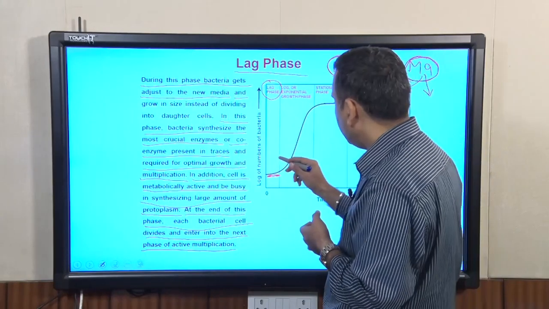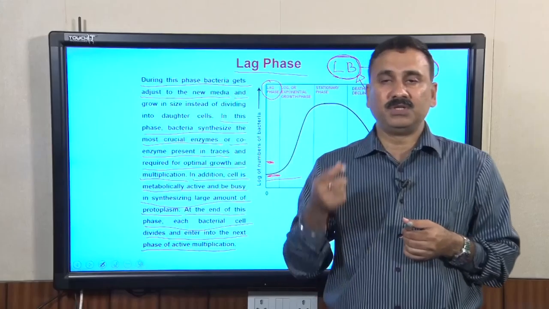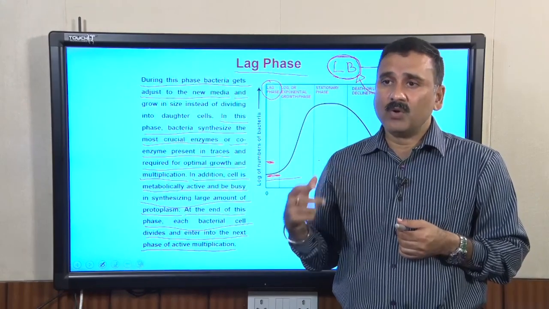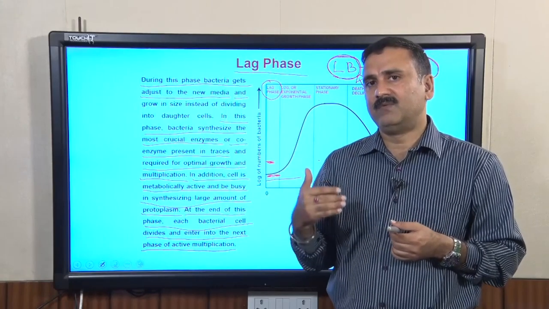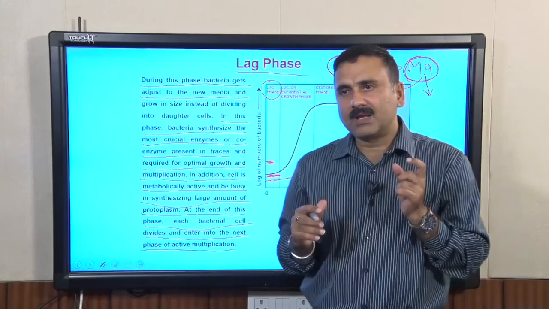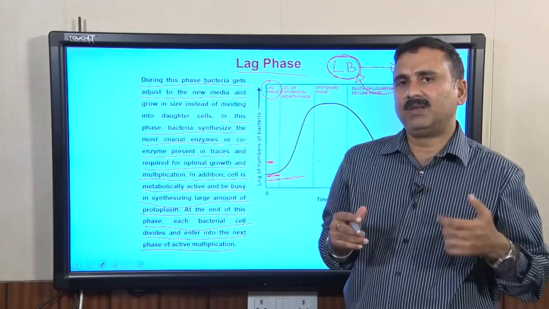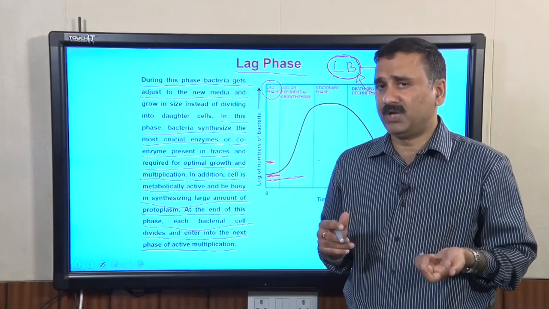When you have a rich environment, the lag phase is going to be smaller. If it is poor conditions, the lag phase may be higher. So the length of the lag phase defines whether the media compositions are supporting growth, or whether they are causing some kind of stress to the cells. Because if it is lengthy, it means some of the media components might not be supporting the growth of this particular bacteria, and that's why the bacteria is taking more time for adaptation.